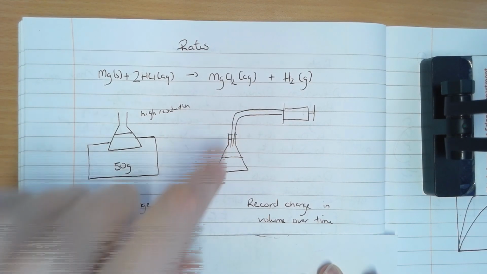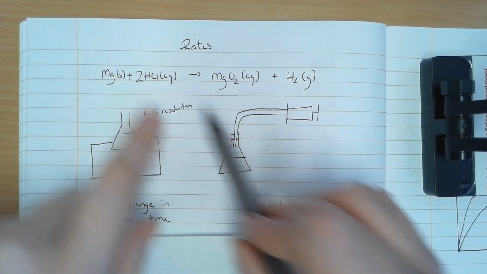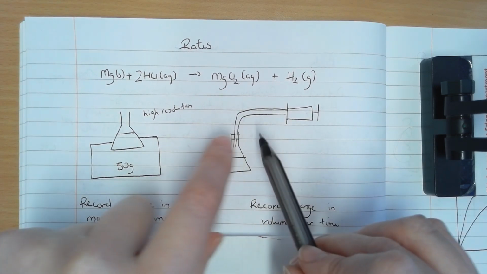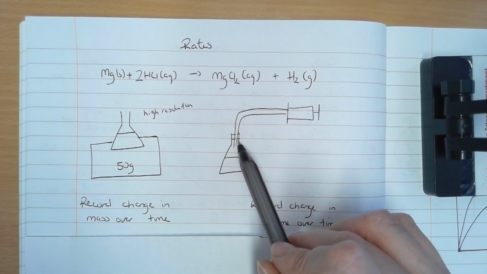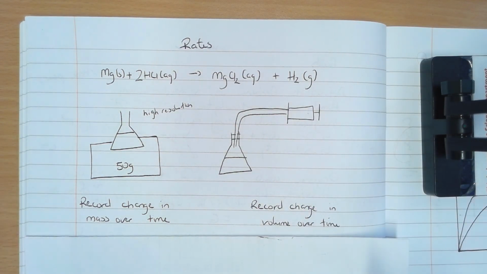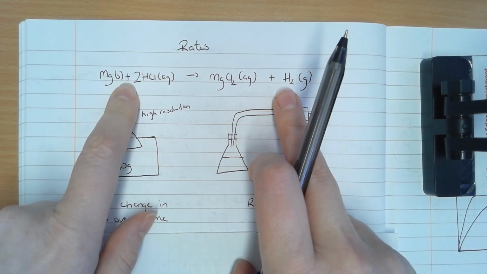Your disadvantage over here with your gas syringe is you need to mix the reactants together and then add the seal with the gas syringe. And in the time it takes you to replace that seal, even if you're speedy, you are going to lose some gas. So you're going to lose a little bit of product in the time it takes you to replace your seal. But this is experimentally how you would do this reaction to measure the rate.